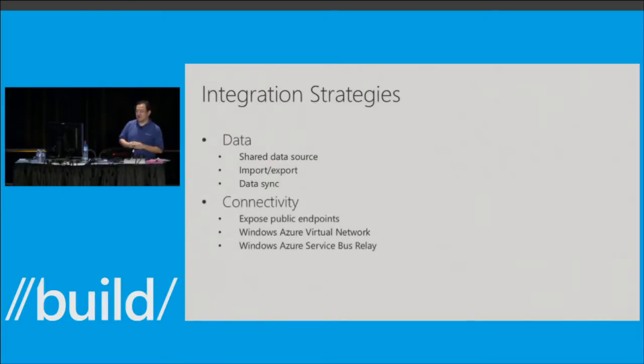The second part of the integration strategy is to solve the connectivity. My components cannot talk to each other because there's no connectivity between them. So I could directly solve this problem by providing some kind of connectivity among them. So the first one is the most straightforward one.